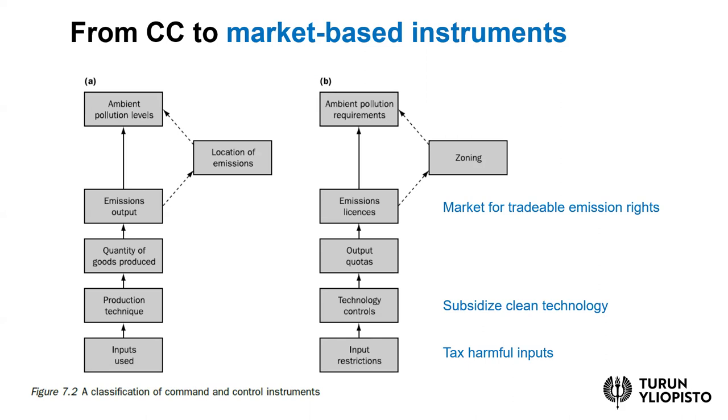Technology controls were the command and control measure that directly targets how production is organized and what kind of technology is used. Instead of imposing restrictions, there are also possibilities to, for example, subsidize cleaner technology. There could also be subsidizing the research and development that would lead to cleaner technology. One immediate example that comes to mind, in Finland and in many other countries, was subsidies of wind power electricity production at the early stages. There were so-called feed-in tariffs that would be used as a subsidy for the wind turbine production of electricity.